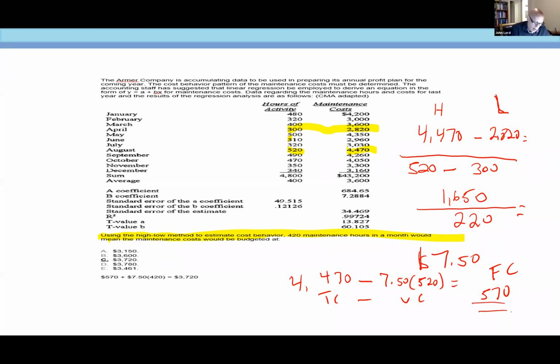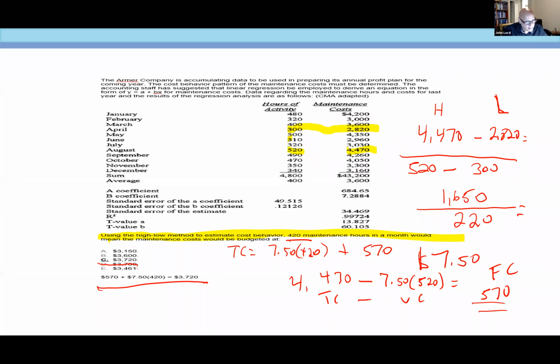And so I'm able then to create the formula, which is total cost equals 750 times whatever number of units I plug in here, plus the 570. And to answer this question, you had to then plug in 420, and that should give you answer C here, 3720, using the high-low method.